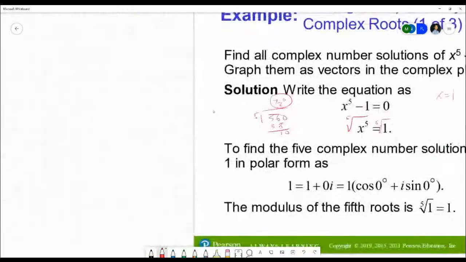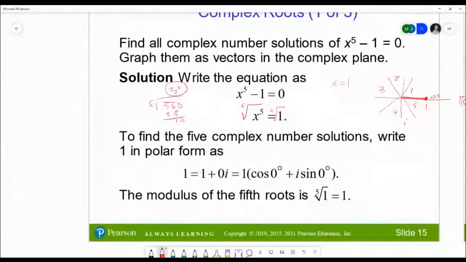So all I'm going to do is take, because I know the first one is on the real axis right here, so that's at 0 degrees. So 0 degrees, 72, and then keep adding 72. So 144, and then another 72, 216, and another 72, 288. 1, 2, 3, 4, 5. There we go. So that's 5 of them. And there you go.